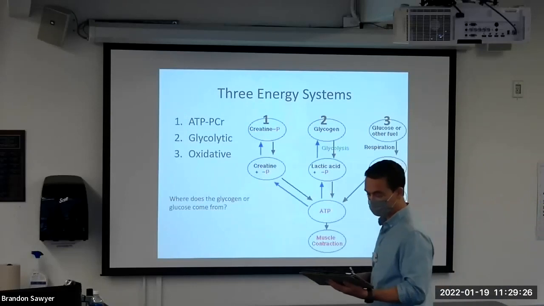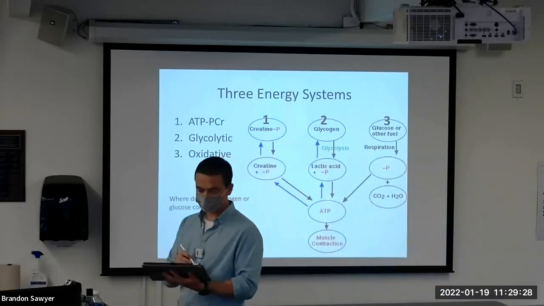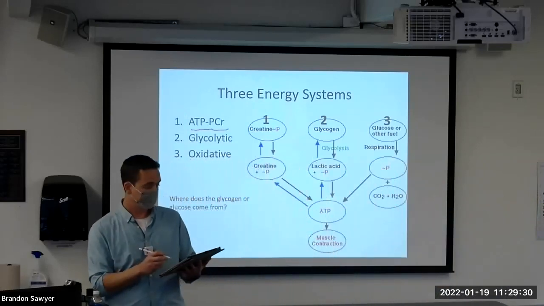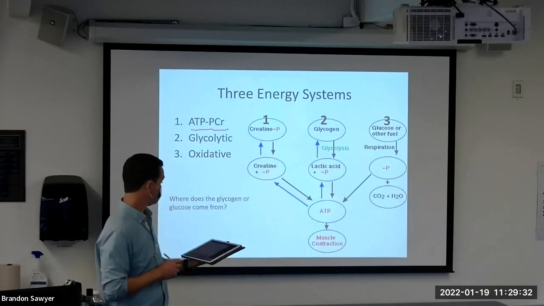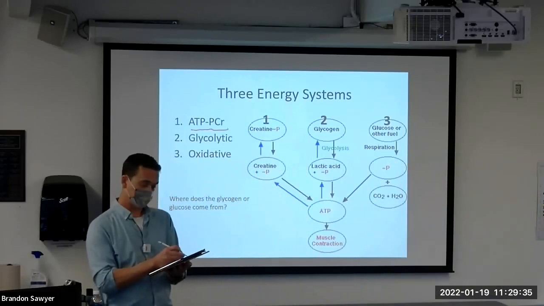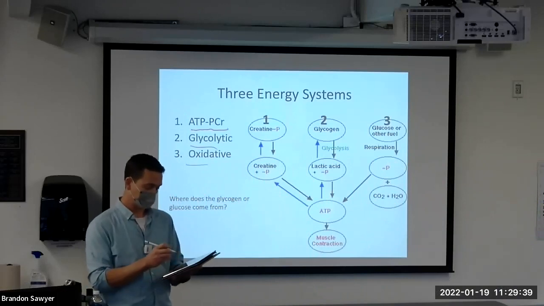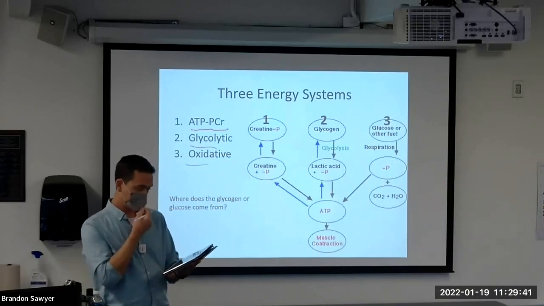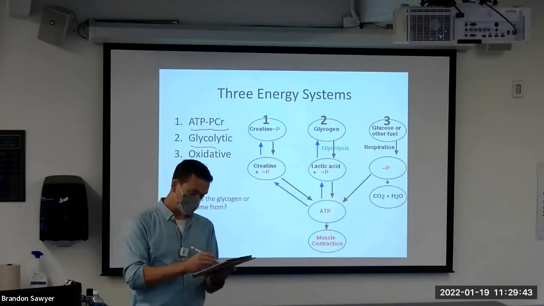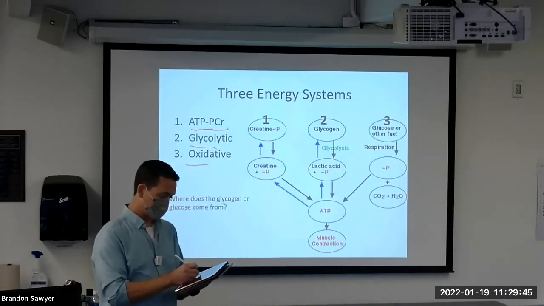Okay, so let's talk about the three energy systems here. We'll spend some time talking about the first one, this ATP creatine phosphate system. Then we'll spend a little bit of time talking about the glycolytic system, and finally the oxidative system.